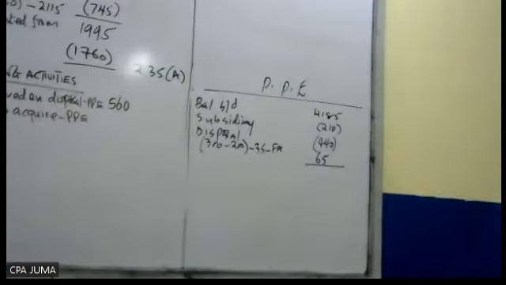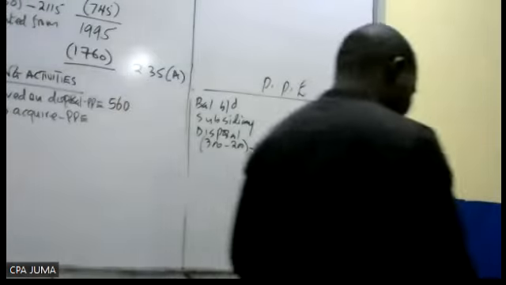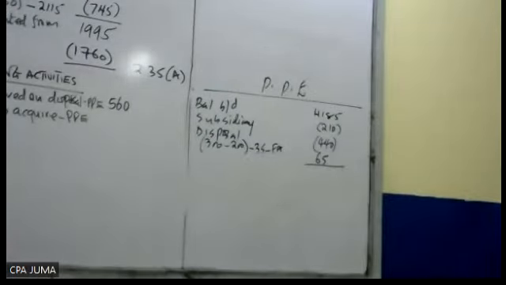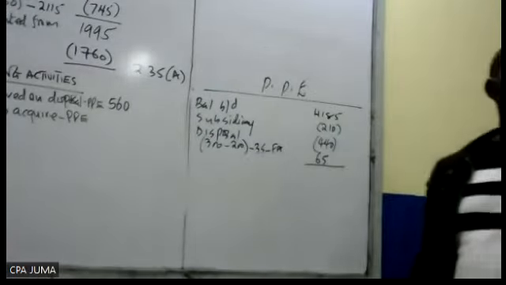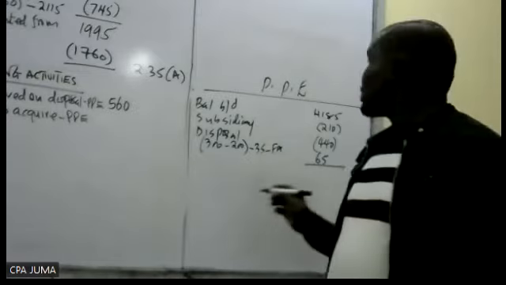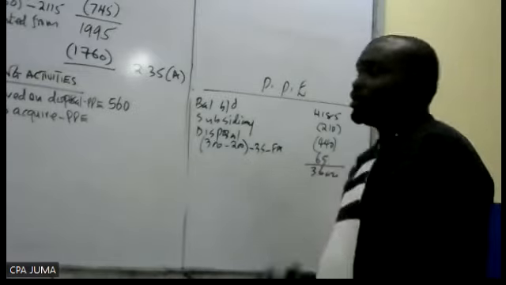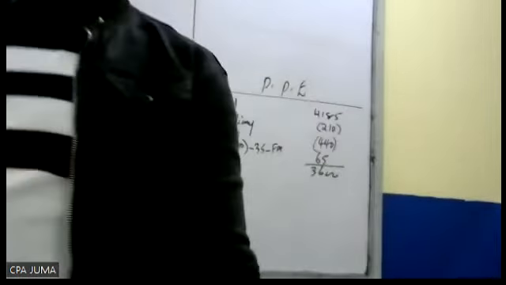So how much should it be? How much? 86. 3,600. Hoping that nothing has been left out.